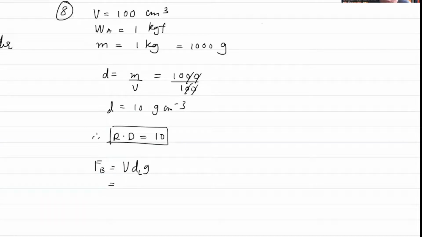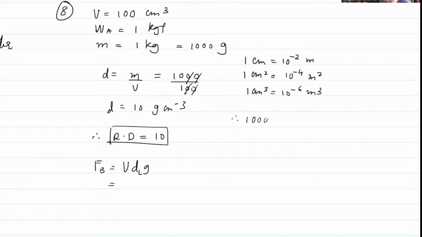Okay, students. So again, I'm doing like a short revision. 1 centimeter is 10 to the power minus 2 meter. 1 centimeter squared is 10 to the power minus 4 meter squared, and 1 centimeter cube is 10 to the power minus 6 meter cube. So therefore, 100 centimeter cube will be 100 into 10 to the power minus 6 meter cube. That will be 10 to the power minus 4 meter cube. So volume, I am writing 10 to the power minus 4.